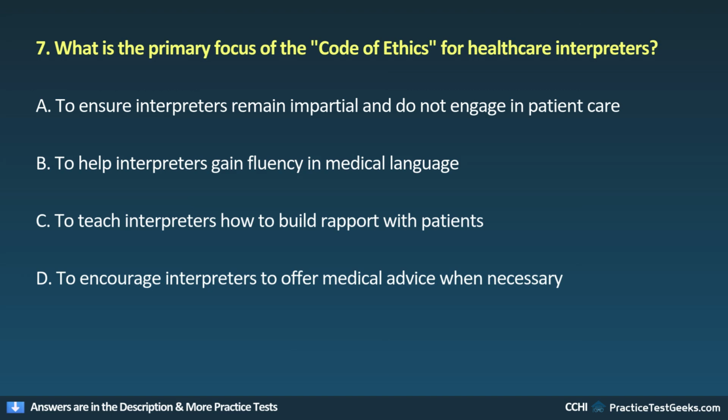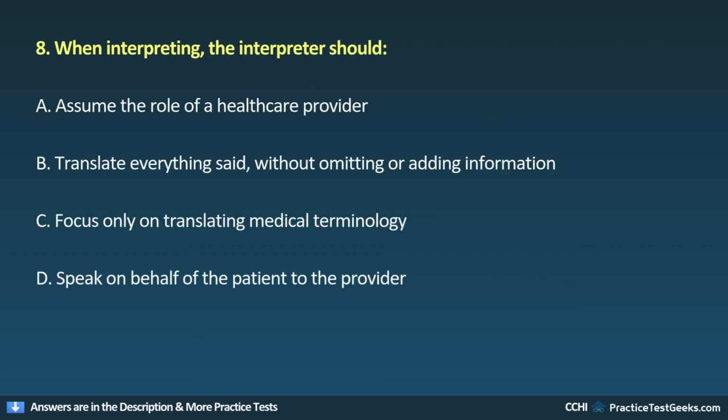7. What is the primary focus of the Code of Ethics for healthcare interpreters? A. To ensure interpreters remain impartial and do not engage in patient care. B. To help interpreters gain fluency in medical language. C. To teach interpreters how to build rapport with patients. D. To encourage interpreters to offer medical advice when necessary.